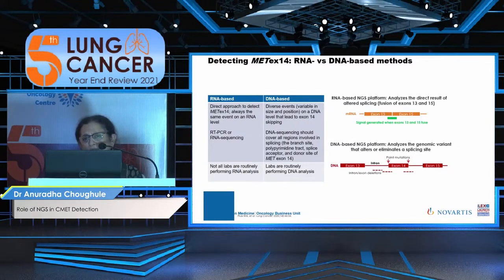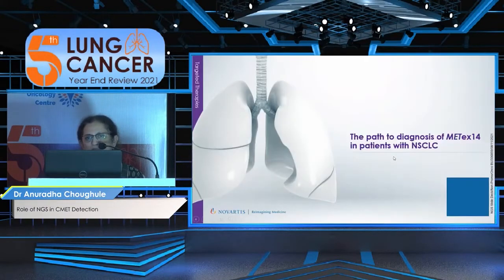You should look for both RNA-based as well as DNA-based testing, because if there is a whole lot of exon 14 skipping, then there is a fusion formed between exon 13 and exon 15, and this fusion can only be seen at the mRNA level. However, as I said, there are a lot of point mutations also present on the DNA. You need to have DNA-based testing as well, to analyze the genomic variants that alter or eliminate a splicing site.